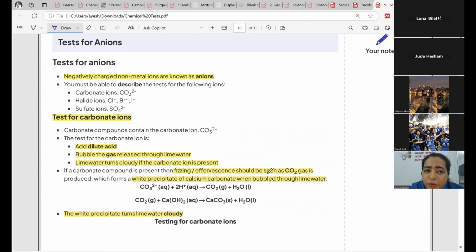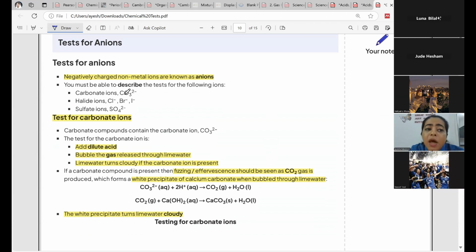Only some of the anions you need to check. Let's say they can ask you about the carbonate, how to confirm if carbonate is there or not. How to confirm halide. Halide means from the halogens, chlorine, bromine, iodine with the negative charge. So we say chloride, bromide, iodide when they have negative charge. Or you can check about the sulfate ion. That's it. No other negative ion, not nitrate, not other negative ions. Only these will come in the exam.